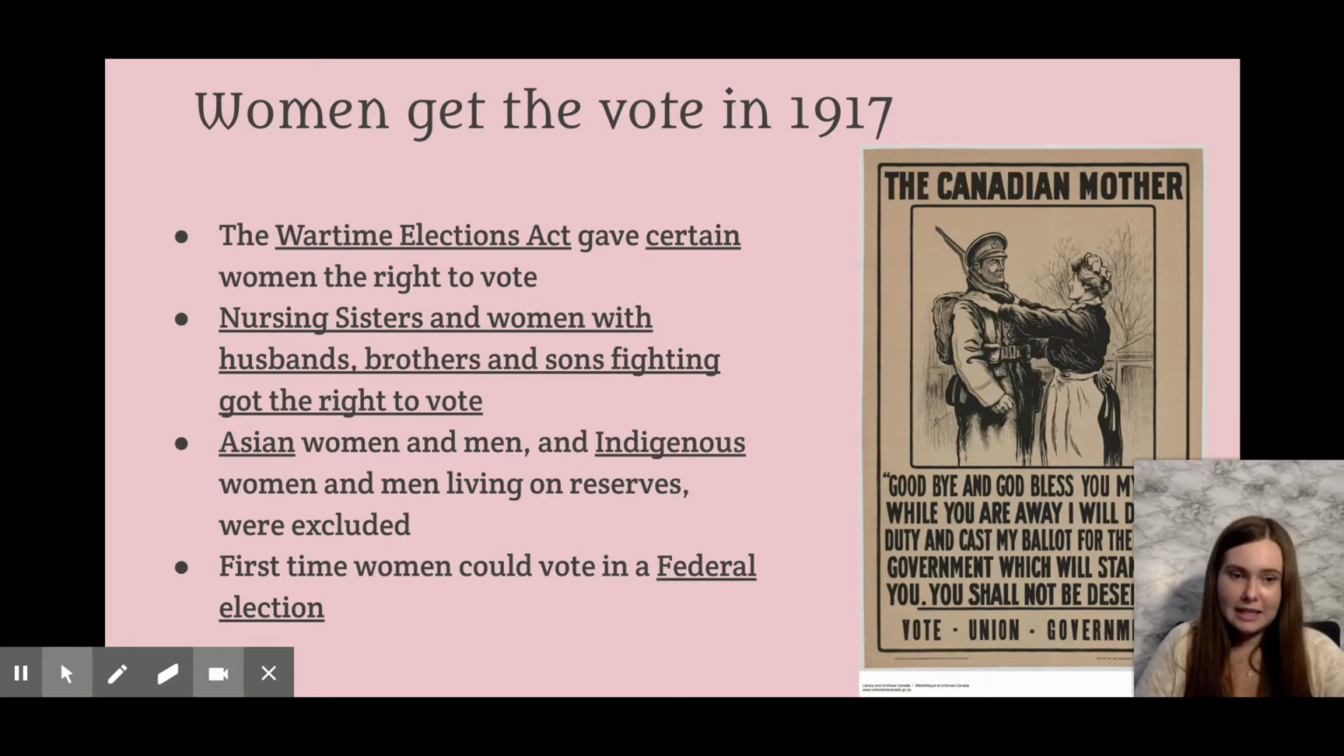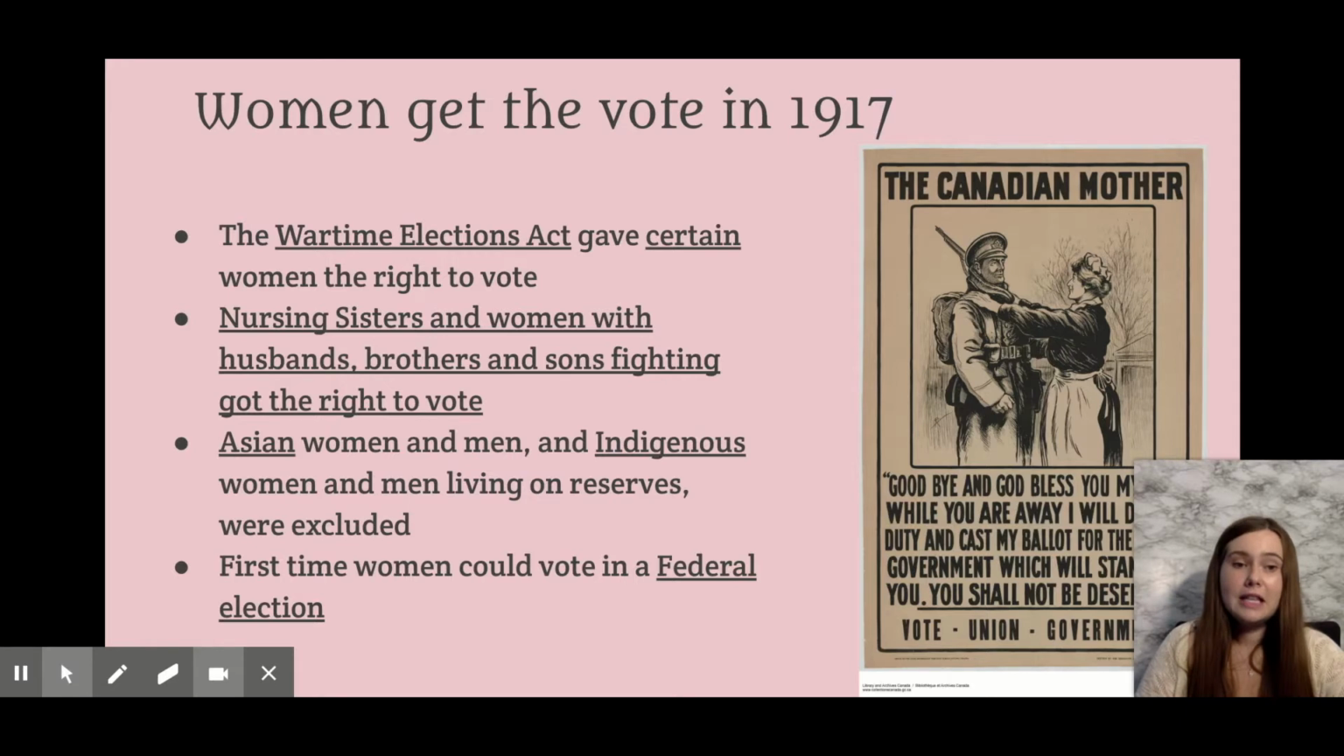So during the war in 1917, an election was called, and they have all their soldiers overseas who are able to still vote. They set up voting stations overseas as well. But it is decided that nursing sisters and women with husbands, brothers, and sons who are fighting overseas are allowed to vote as well. So this is a very big step in women's suffrage and women getting the right to vote. We had been given the right to vote in provincial elections, but never in a federal election before.